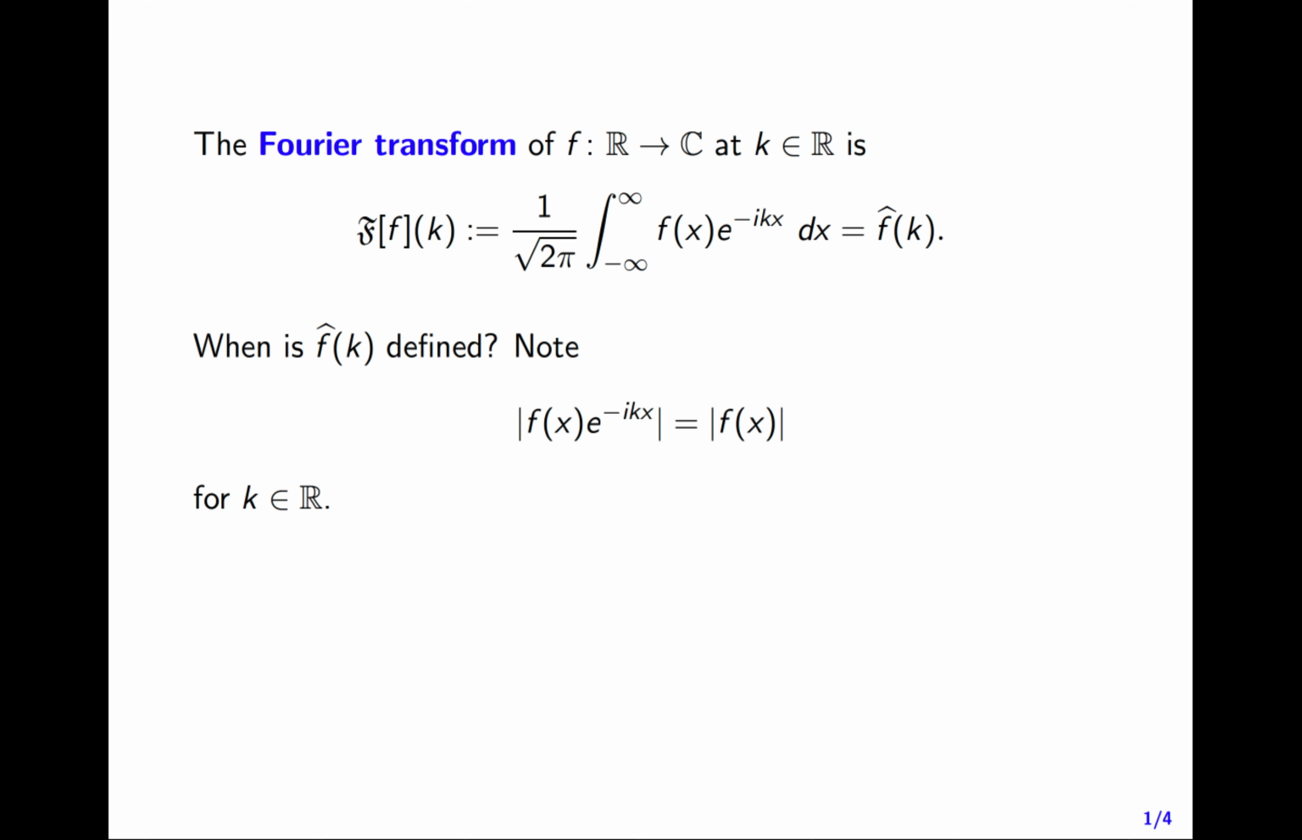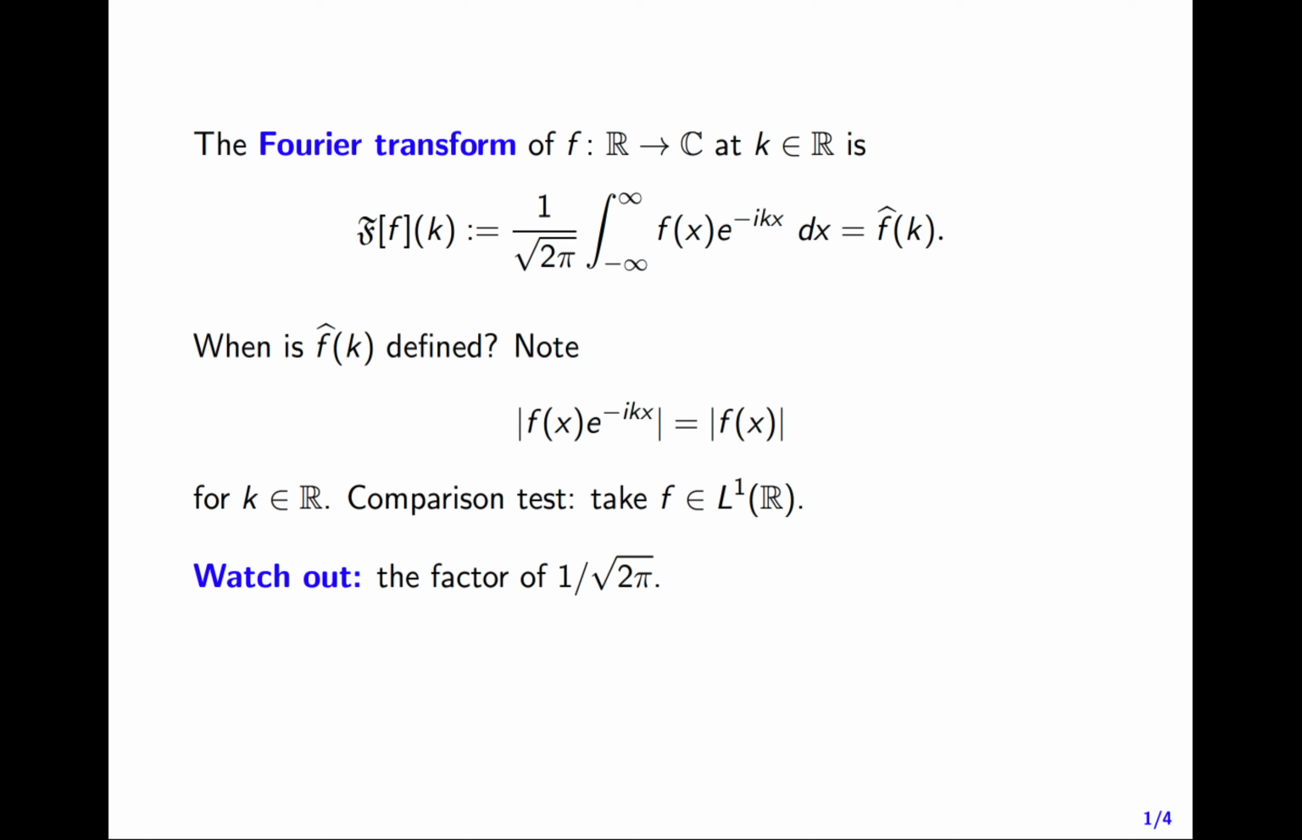If we take a look at the integrand here, we can calculate its modulus to be modulus of f of x times e to the minus ikx, which is just modulus of f of x for k in the reals, because the modulus of e to the minus ikx is 1 when k and x are real. So if we take f in L1 of R, then the comparison test will ensure that the improper integral above converges. f is in L1 of R means that the modulus of f is integrable from minus infinity to infinity. Then the equality between modulus f of x e to the minus ikx and modulus f of x ensures that the improper integral above converges from the comparison test.